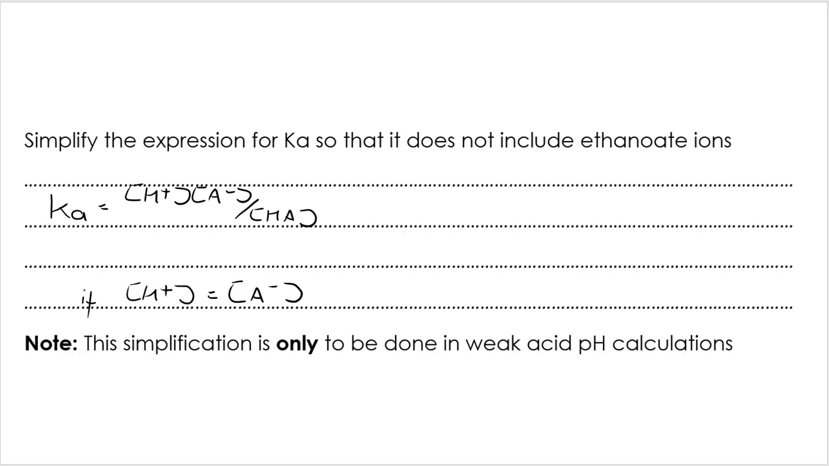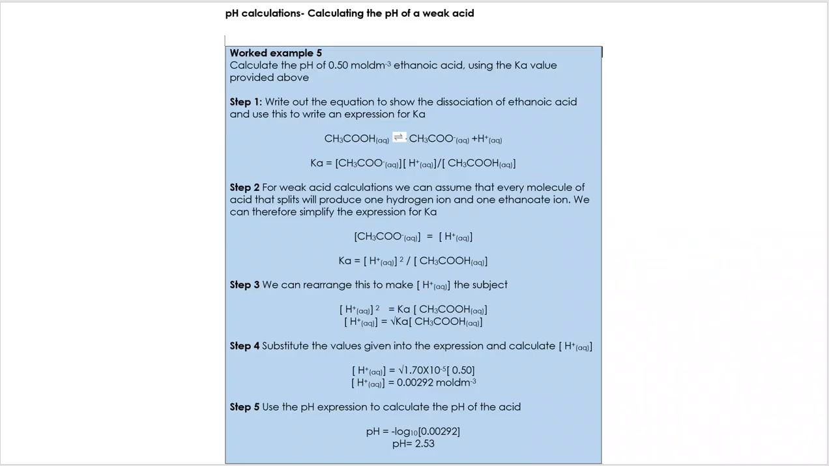If H+ equals A-, then we can take the A- out and simplify and say H+ squared. So Ka is H+ squared over HA. We're going to use that as we go through the calculations. So there is a worked example here for working out the pH of a weak acid. I'm going to recommend you pause, have a read through this, but then there's going to be a few opportunities for you to do some calculations of your own.